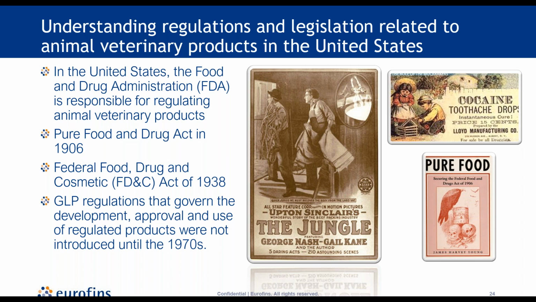So just going through a few examples, Congress passed the Pure Food and Drug Act in 1906, and for the first time, it became illegal to sell contaminated food and drug products.